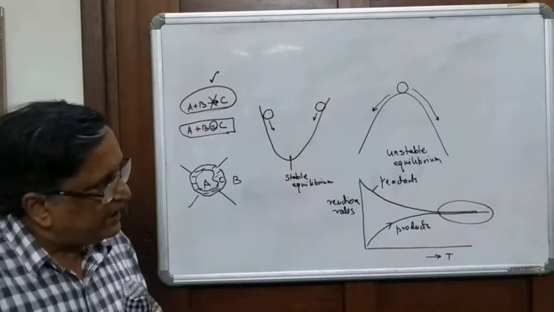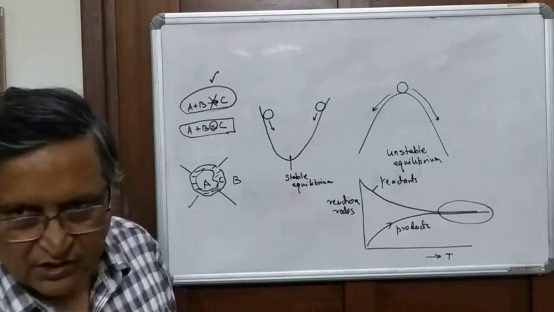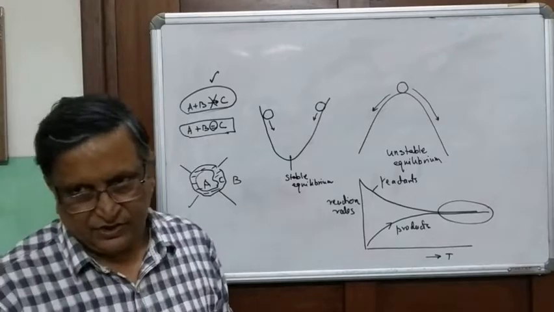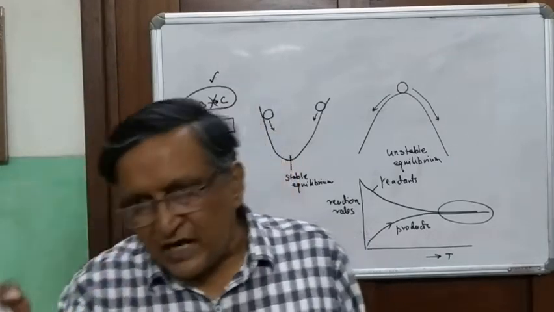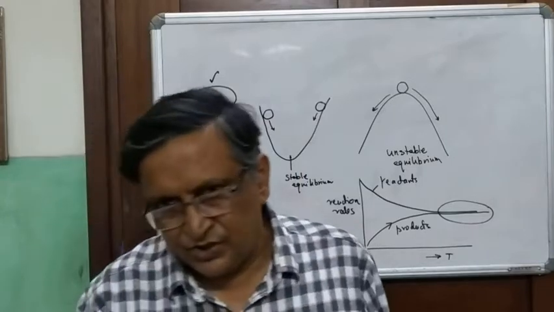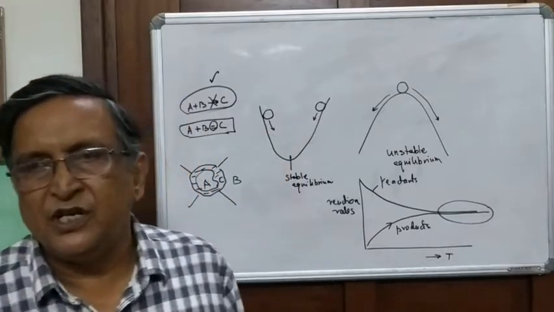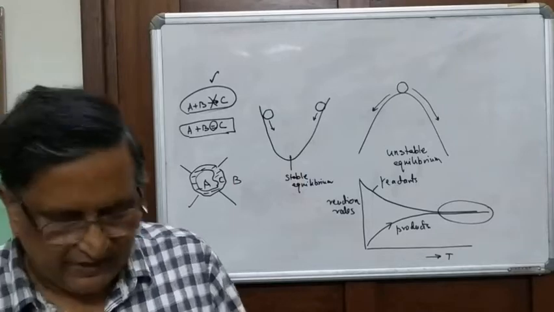And in thermodynamics, it's always the products minus the reactants. That's how it always goes. A plus B, products minus the reactants. Any thermodynamic parameter is product minus the reactant.